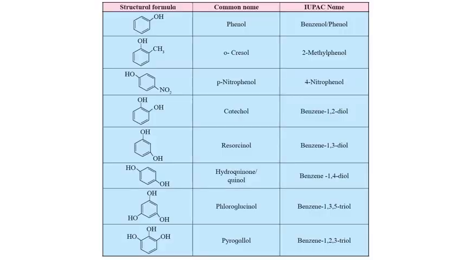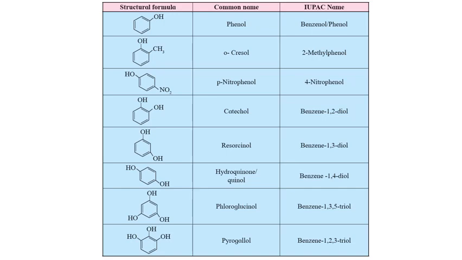Nomenclature of phenols. The hydroxyl derivative of benzene is called phenol. The IUPAC system name of phenol is benzenol. The common name phenol is also accepted by IUPAC. The common names have prefixes ortho, meta, para in substituted phenols. The IUPAC system uses the locants 2, 3, 4, etc. to indicate the position of the substituent.